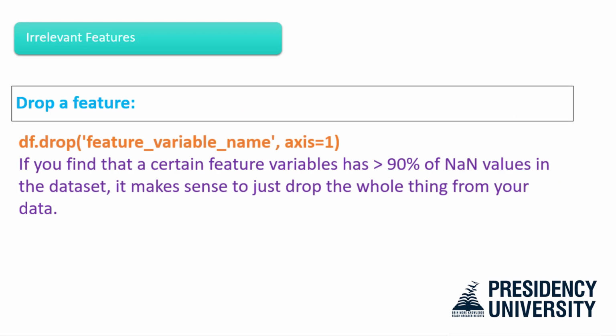Irrelevant features. Irrelevant features are features in a dataset where more than 90% of the values are NaN or None. It makes no sense to use these features because most of the values are empty. In order to drop a feature, we use the drop method. We have two parameters here: one is the name of the variable and the next one is the axis.